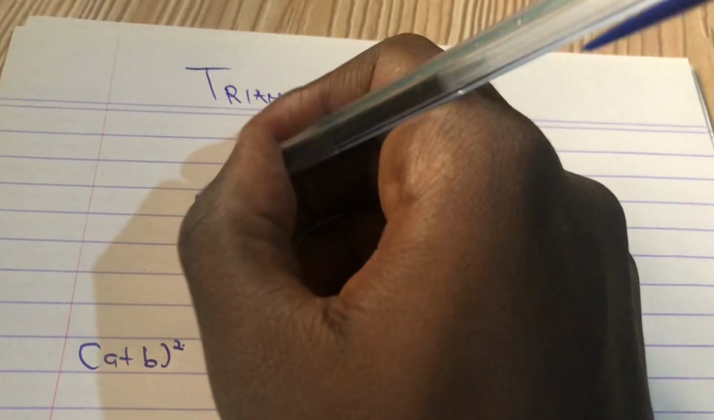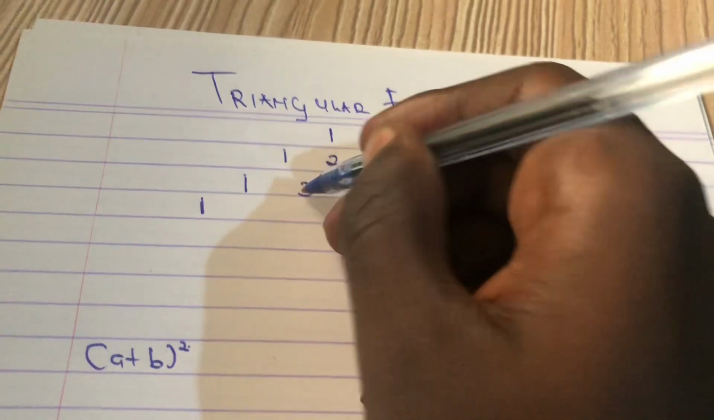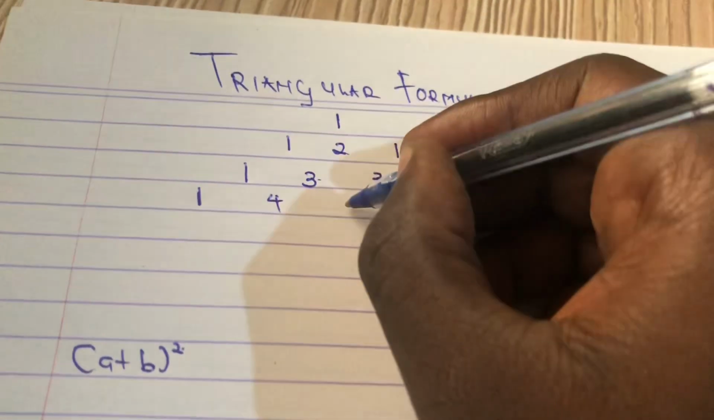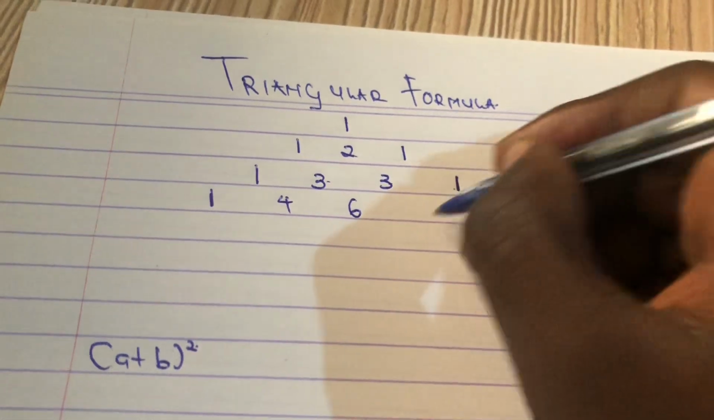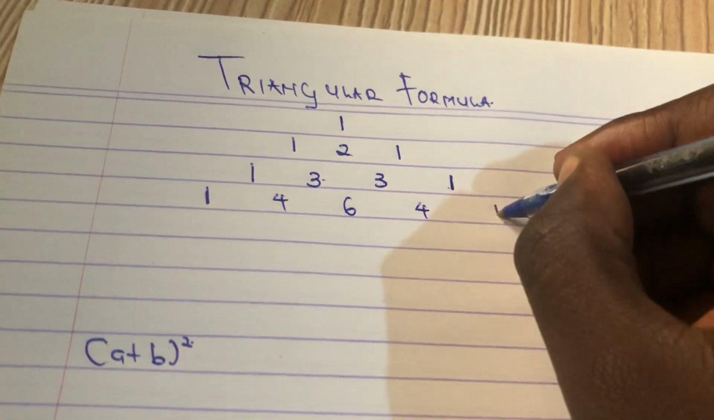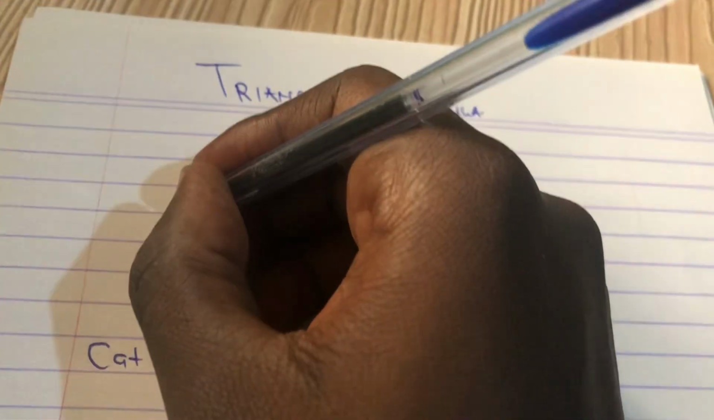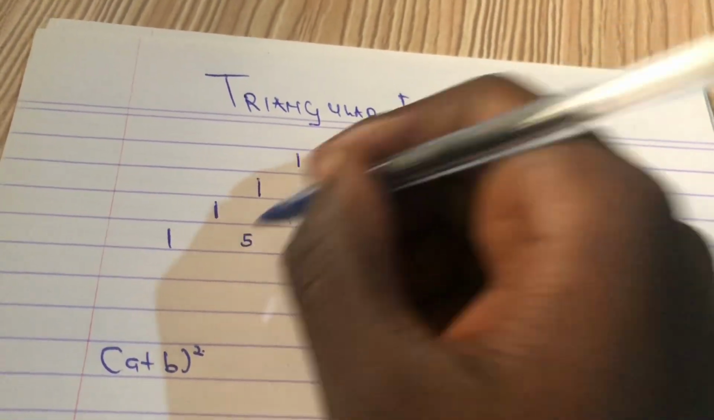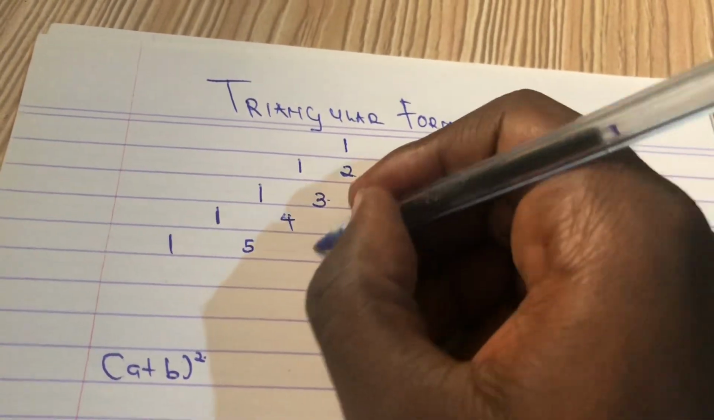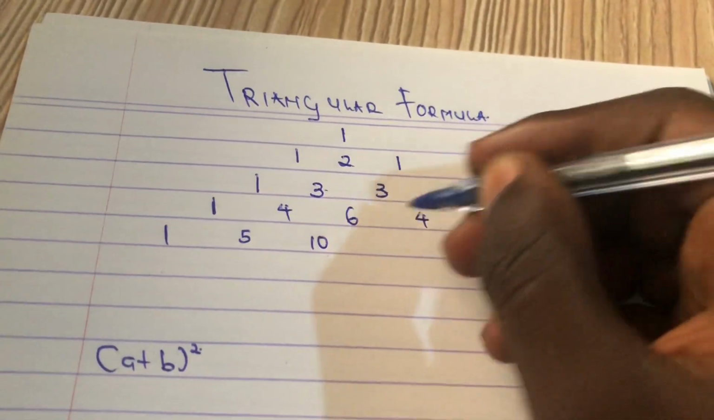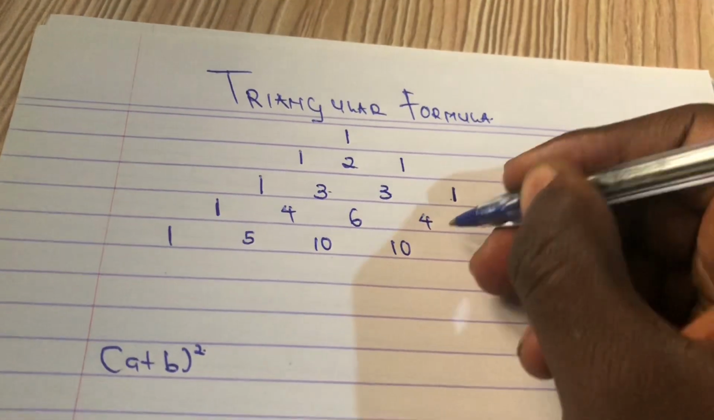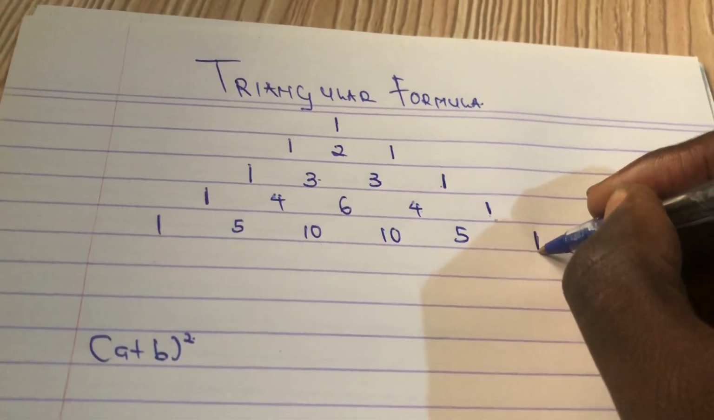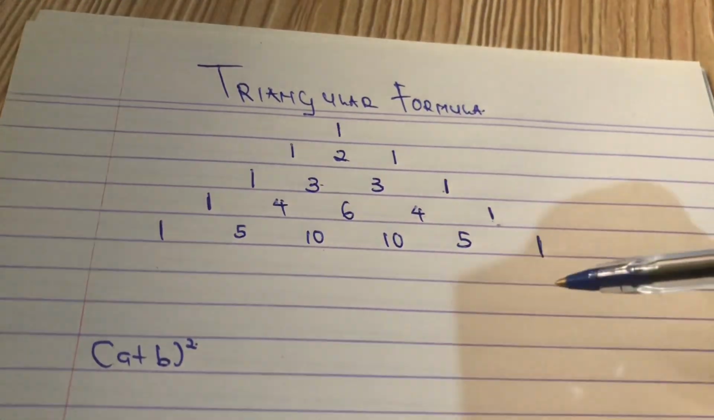You still continue, 1. 1 plus 3 gives you a 4. 3 plus 3 is a 6. 3 plus 1 is a 4. And this is a 1. You can still continue. This is 1. 4 plus 1, this is 5. 4 plus 6 is 10. 6 plus 4 is 10. 4 plus 1 is 5. And this is 1. This is how the triangular formula works.